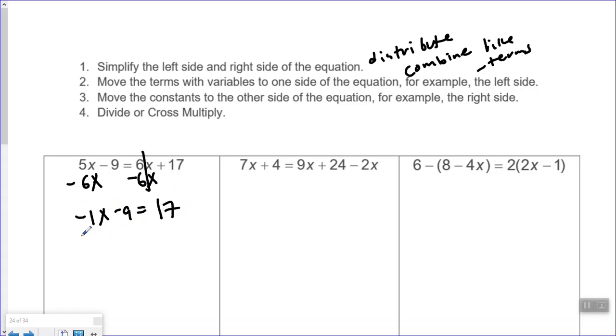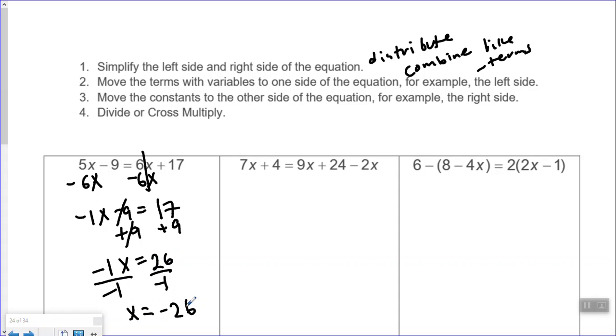And then, you have a variable on the left side, you want to move this to the right side, so now add 9 on both sides. Then negative 9 plus 9 is cancelled. You have negative 1x equals 17 plus 9, which is 26. And then divide by negative 1, x equals negative 26. So you have one solution.